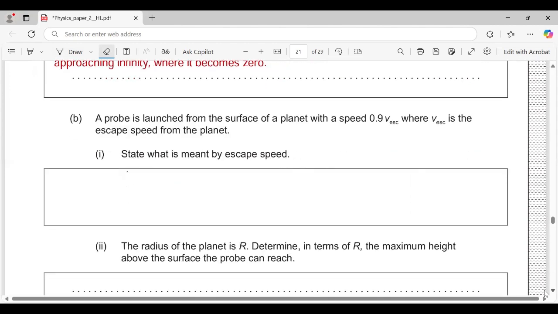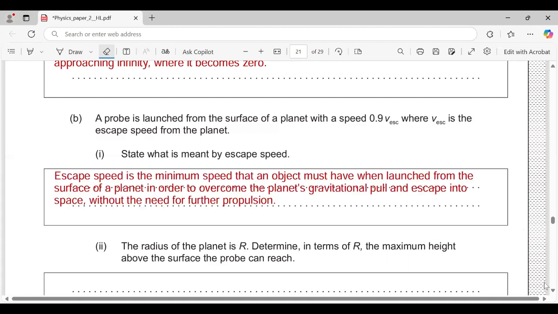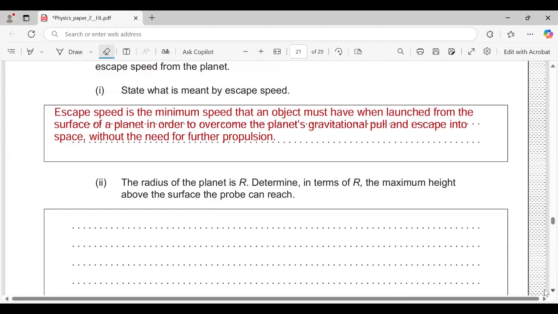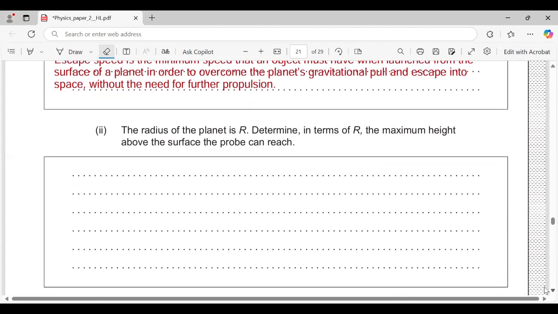Next, a probe is launched from the surface of a planet. It has speed 0.9 v escape, where v escape is the escape speed from the planet. State what is meant by the escape speed. This is my opinion. I will not explain that. I think that is clear. The radius of the planet is R. Determine, in terms of R, the maximum height above the surface the probe can reach. Right.